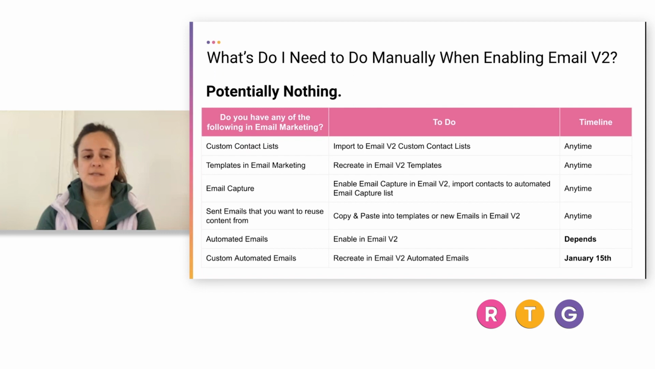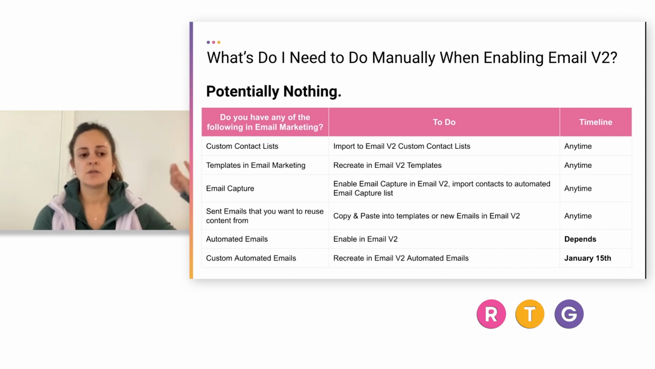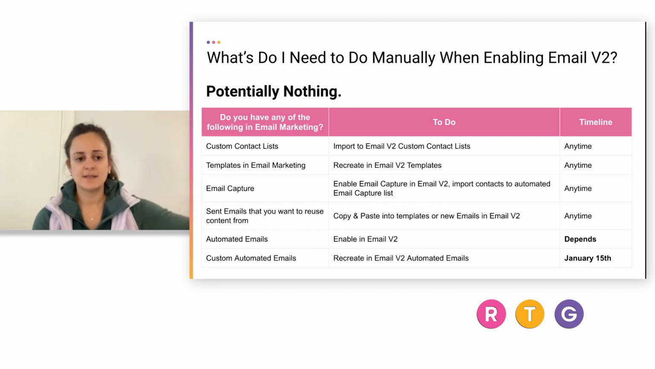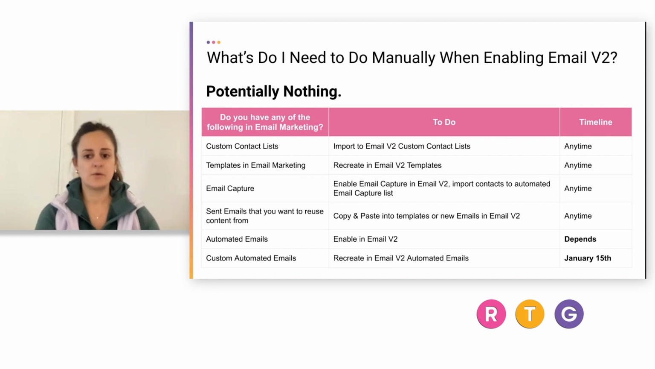So the first is, if you have custom contact lists in email marketing, you will need to import those to email V2, and you can do that anytime. So even though we have a plan to shut down old email marketing on January 15th, your old custom contact lists in email marketing are still going to be visible, and you're still going to be able to export them. So there's no rush. If you aren't going to be touching your race until May next year, don't worry about it. Bring them over in May.